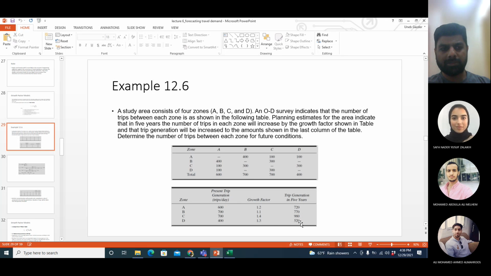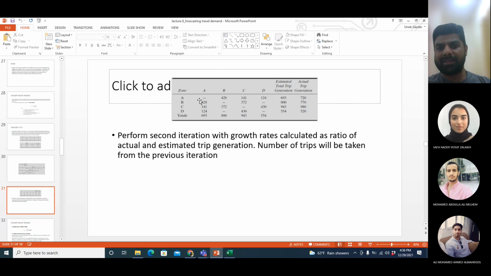You should be getting these numbers, but as you can see, when you take the summation, it is not equal to the estimated number which you had initially. This should not have been 693, this should have been 720. Okay, and so on and so forth.